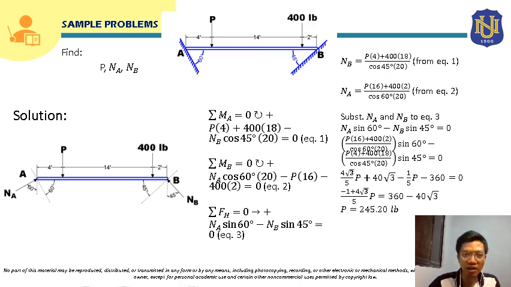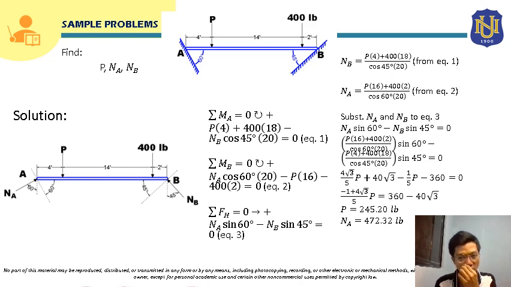Since we have already solved for P, we also have to solve NA and NB. We can solve NA and NB by using these equations. We can substitute the P that we obtained here to this P. It's better if we input all the decimal places of the P that we obtained. So that will be P times 16. Let's repeat this. Again, that is P times 16.